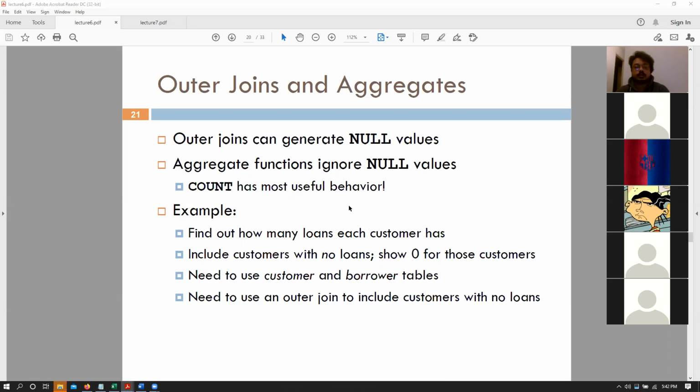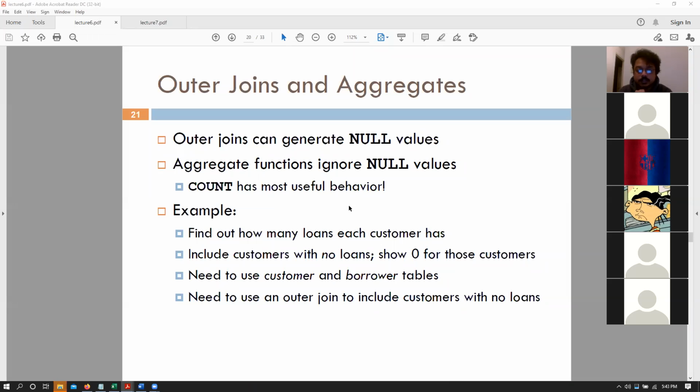Okay, so as I said, outer joins can generate null values. And again, I'm going to harp back to this point again and again. Aggregate functions will ignore null values all the time. So sum, max, min, and all of those things. But count has this special capability that if it sees a null value, it would return a zero. Right, so count is the only aggregate operation that behaves like this in terms of null values.